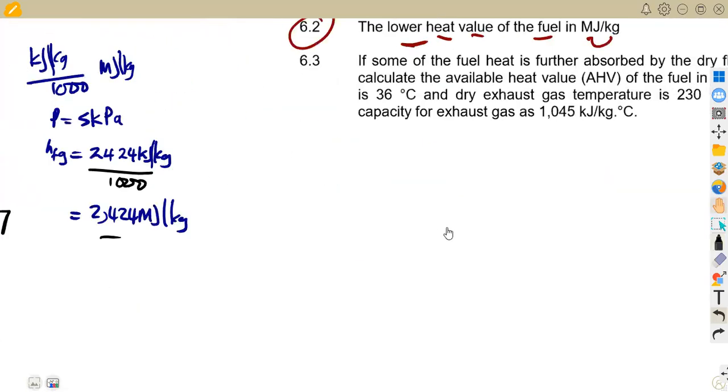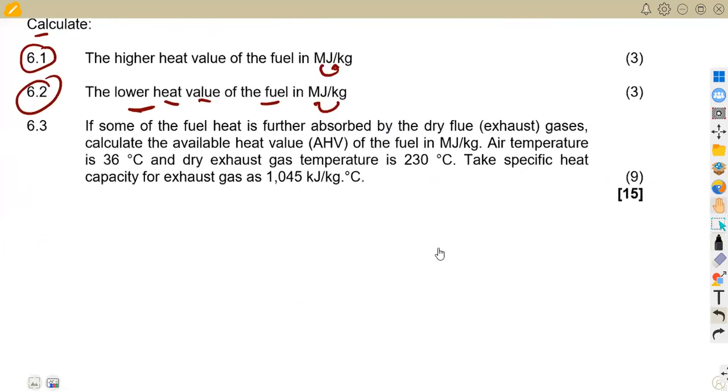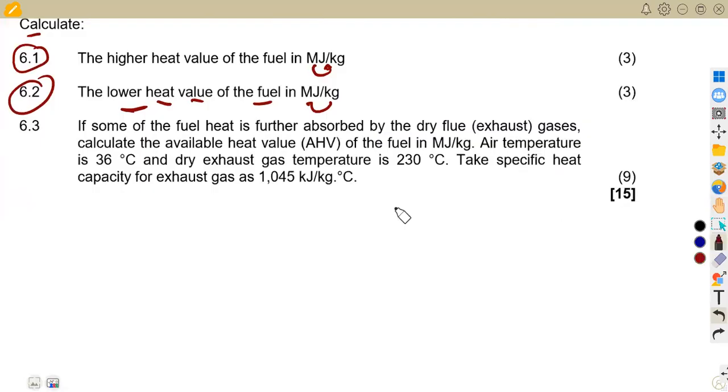All right, then the last part was the most complicated part for most of us here, because the way the question was asked was something else. They are saying, if some of the fuel heat is further absorbed by the dry flue, in this case we are talking about dry exhaust gases, calculate the available heat value. So we are asked in 6.3 to calculate the available heat value of the fuel in megajoules per kg.